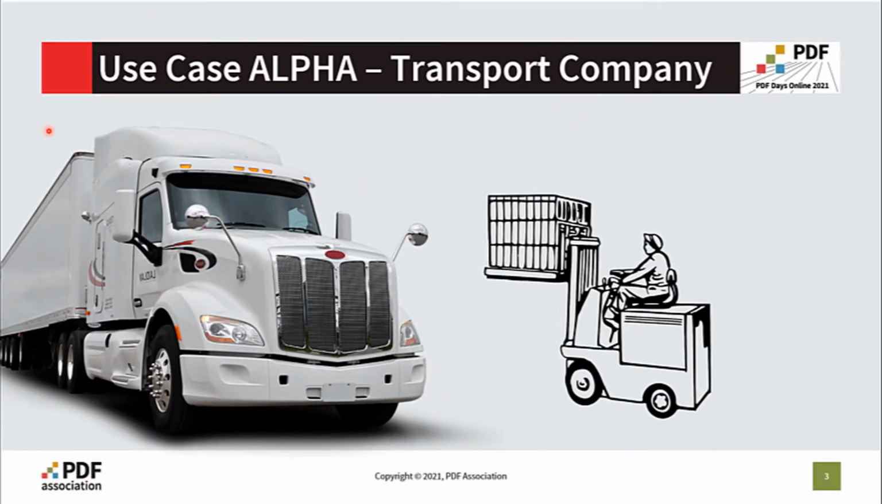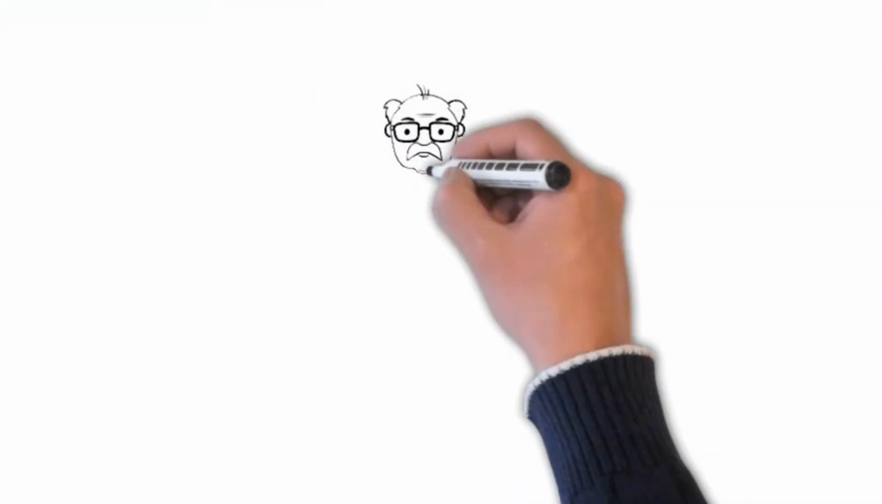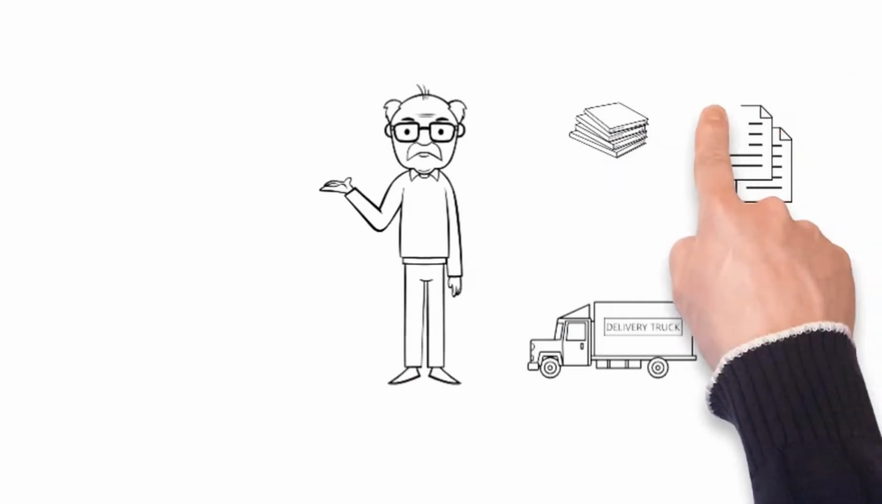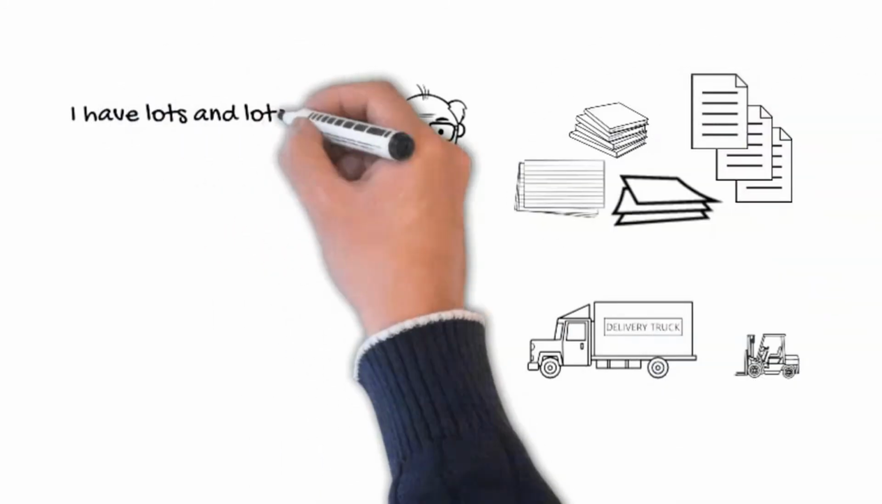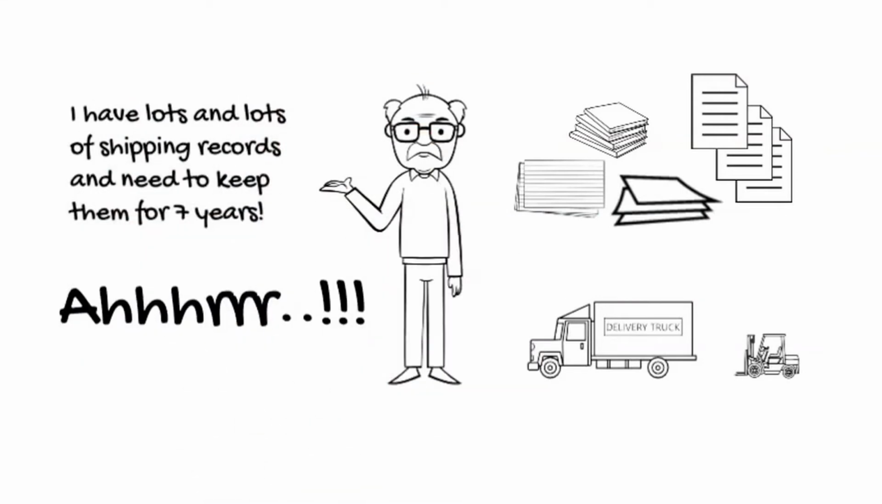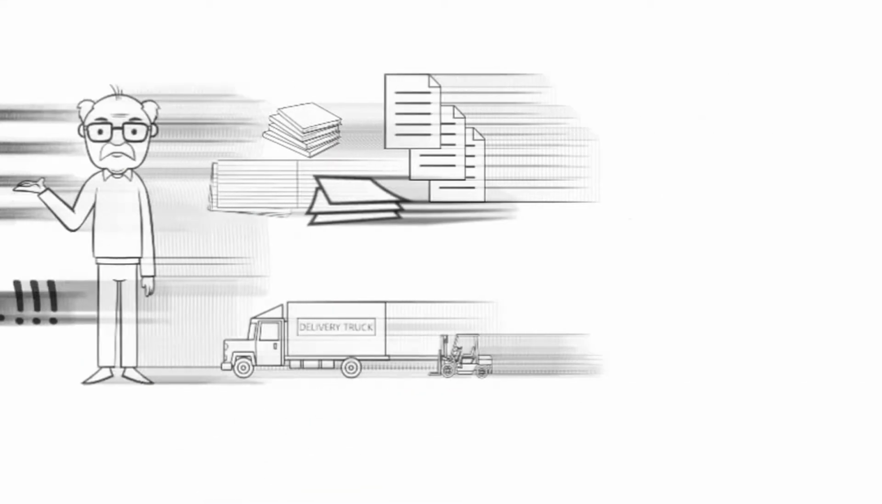Let's look at that first use case, Alpha, a transport company based here in the UK and shipping a lot of goods in and out of Europe. Now, I promised you to make that a little bit lighthearted. Let's take a look at the owner of that transport company. Let's call him David. And he's got a lot of trucks, a lot of pallets and goods, and first and foremost, a lot of paperwork.